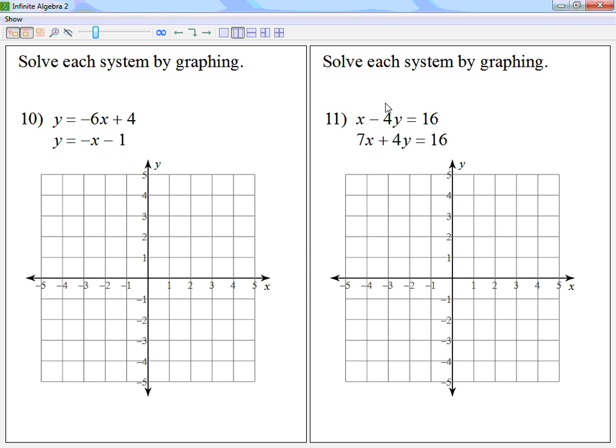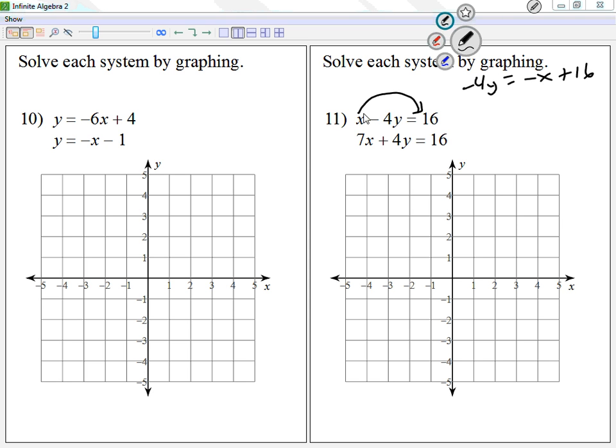The first thing we have to do in order for us to graph it, it's nice when the y is by itself. Notice in question number 10, y is by itself and everything else comes after. For number 11, y is not by itself, so get it by itself. So looking at the first equation, let me move the x to the right. My goal to begin with is get the y by itself. So I have negative 4y is equal to negative x plus 16.